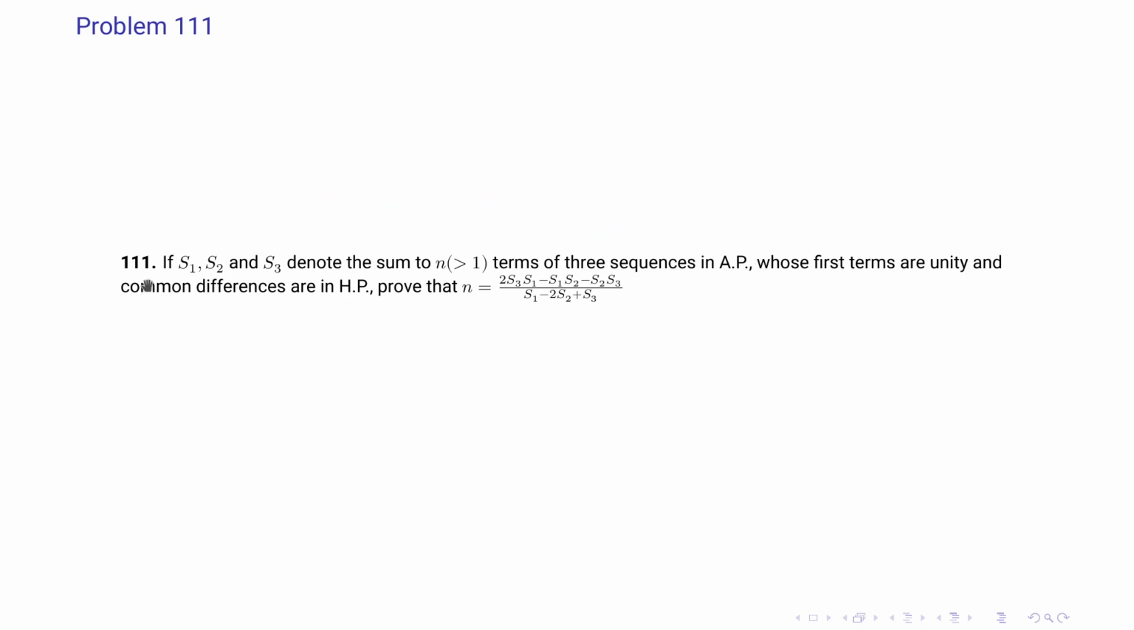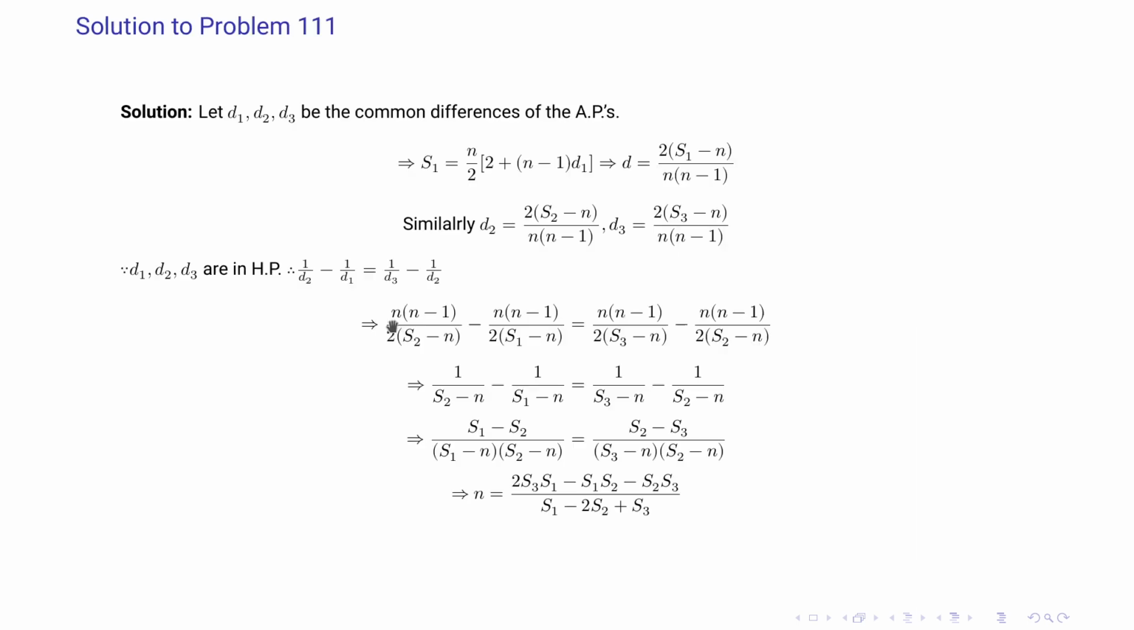Now, problem 111 says that if S1, S2 and S3 denote the sum to n terms, where n is greater than 1, of three sequences in AP whose first terms are unity and common differences are in HP, prove that n is equal to (2 S3 S1 minus S1 S2 minus S2 S3) divided by (S1 minus 2 S2 plus S3).